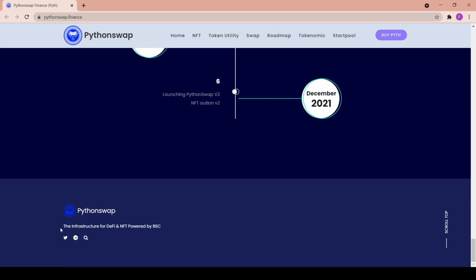So we can read at the end that Pythonswap is the infrastructure of DeFi and NFT powered by BSC. We can also join the Twitter and Telegram, and we can also look at it at BSC Scan.